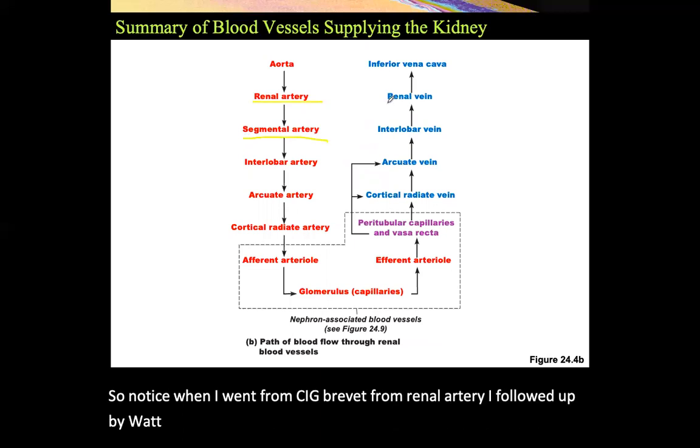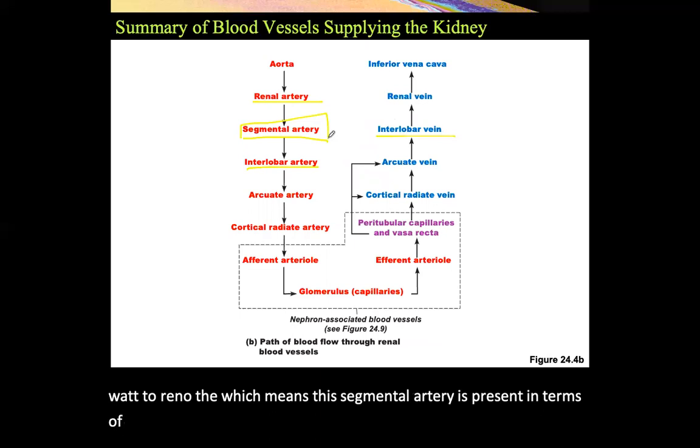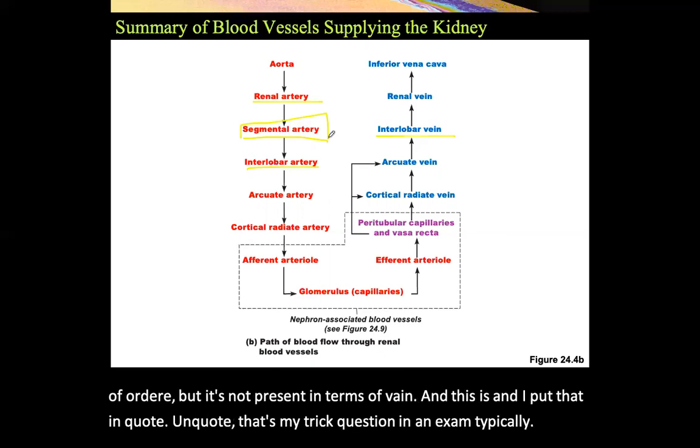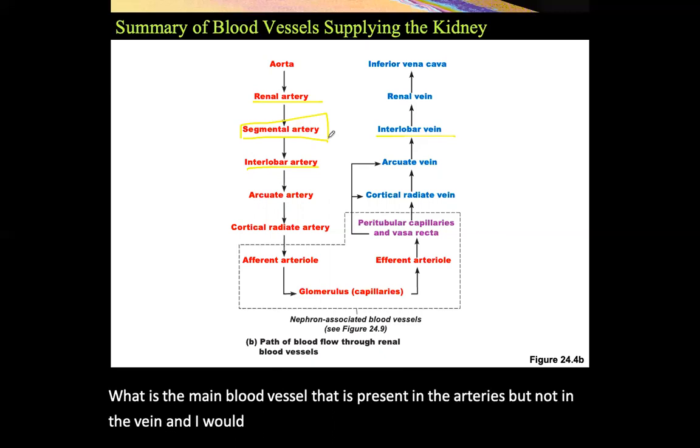So notice when I went from renal artery, I followed up by what? Segmental artery. But here I go from what? Interlobar, right? To what? To renal vein, which means this segmental artery is present in terms of artery, but it's not present in terms of vein. And that's my trick question in an exam typically. What is the main blood vessel that is present in the arteries, but not in the vein? That would be your segmental artery, which branches from the renal artery.